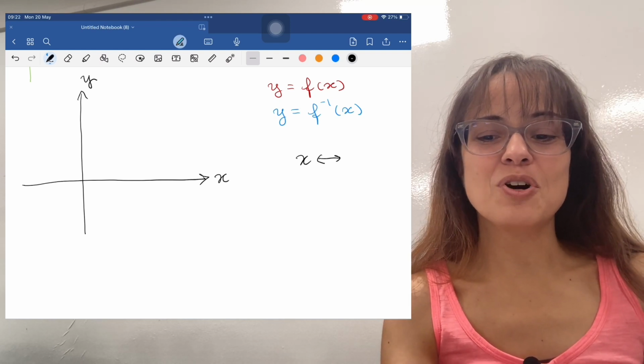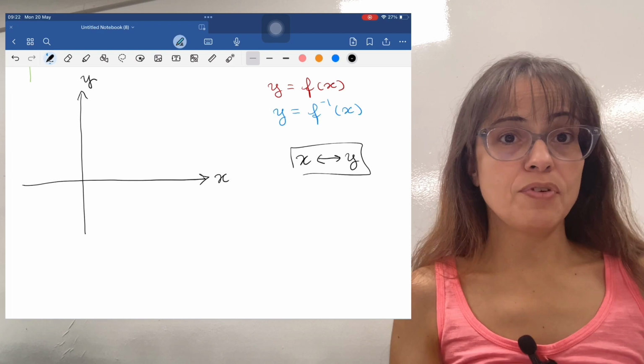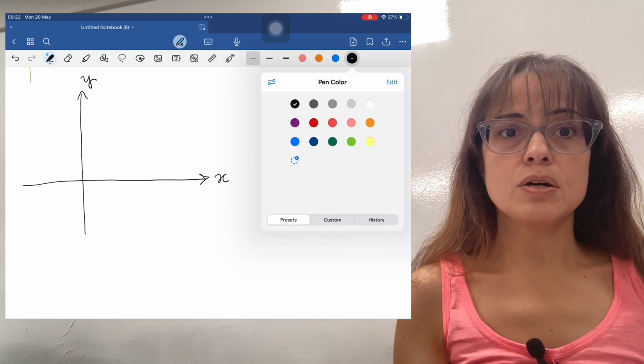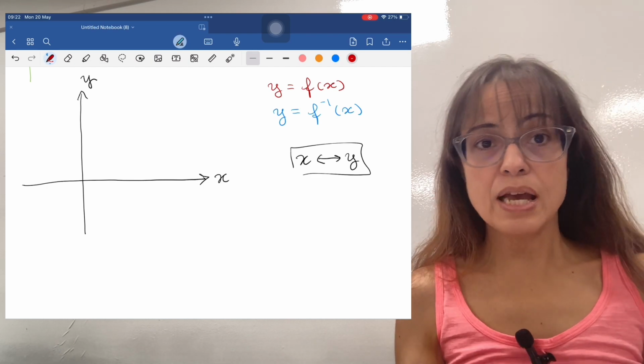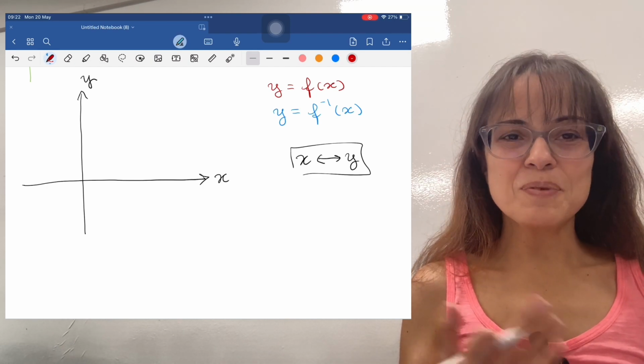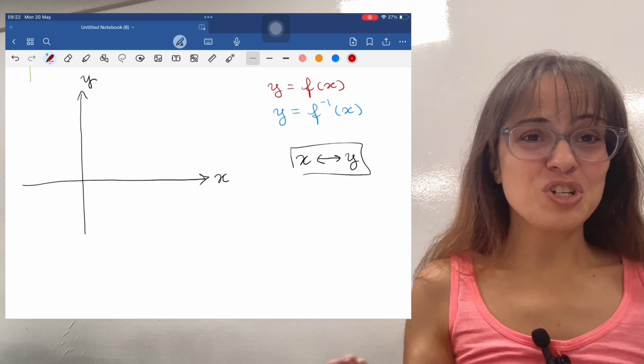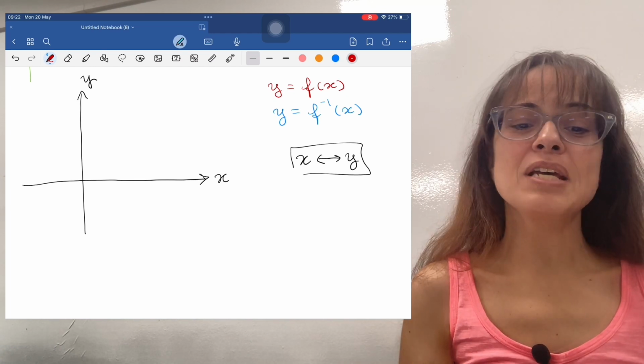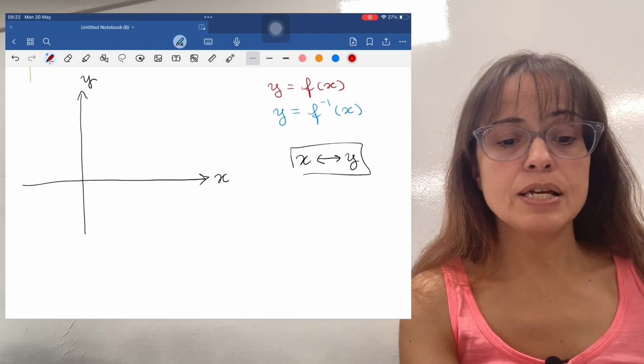And there are some consequences of that switching of x and y. For example, we've already mentioned in the previous example that a y-intercept is going to become an x-intercept and vice versa. That's kind of obvious because I'm switching x and y, so literally the x-intercept becomes the y-intercept. But other things can be less obvious.